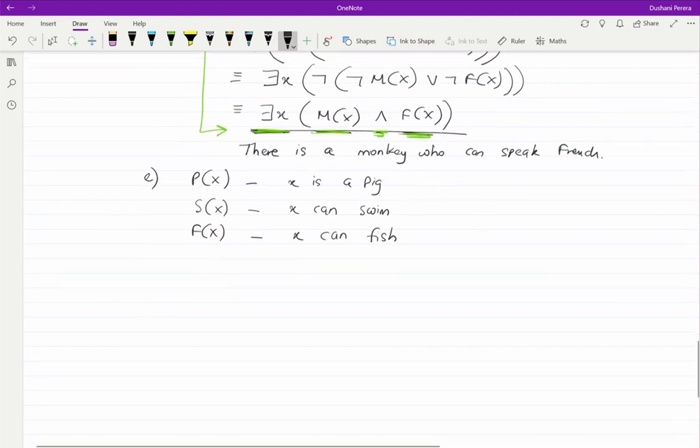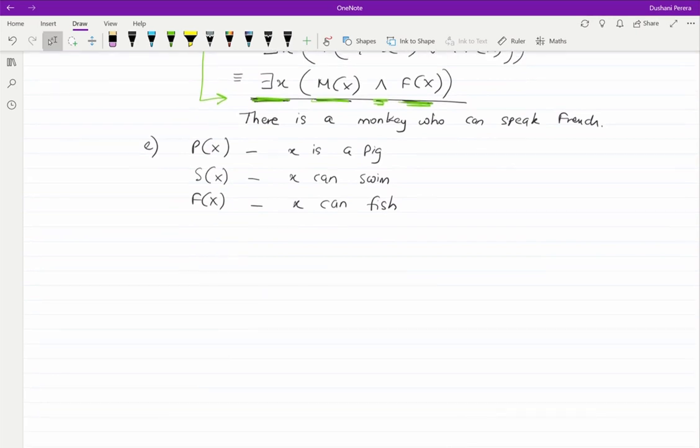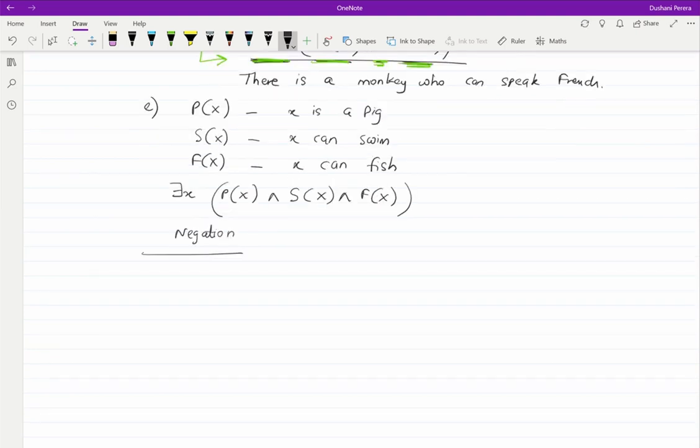Alright, now since we have these, we can build our statement. So there is some x where x is a pig and it can swim. At the same time, it can fish. This is what our statement talks about. There exists a pig that can swim and catch fish. So it's a pig and it can swim and it can fish. Now let's take the negation.